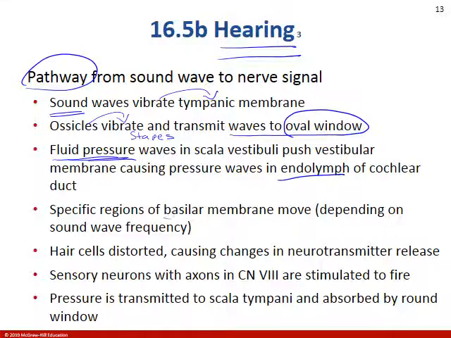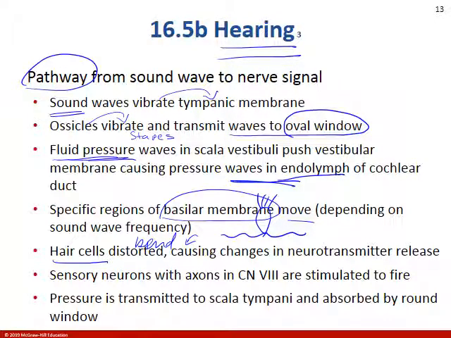So specific regions of the basilar membrane are going to move. Remember the basilar membrane with the cell and the hairs. The hair cells are going to be distorted. They're really going to be bent, right? They're being pushed over because what's at the top here is that tectorial membrane. This causes neurotransmitters to be released, and that information is going to travel along cranial nerve number 8.